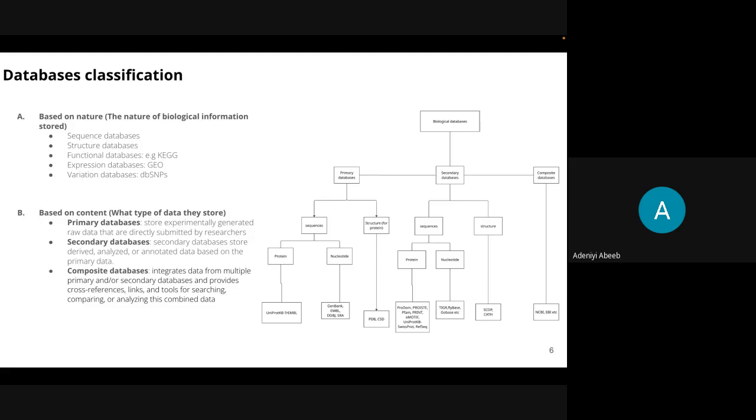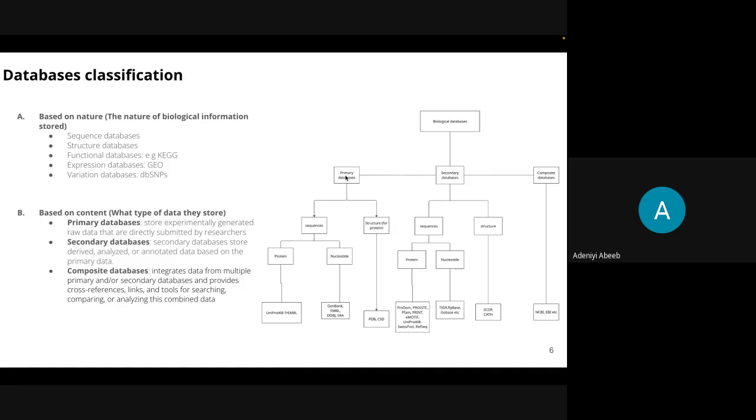So instead of clicking 20 different databases, you can always find the links to all of these 20 inside one link. So just see this as a database of other databases. That's actually what composite databases are.